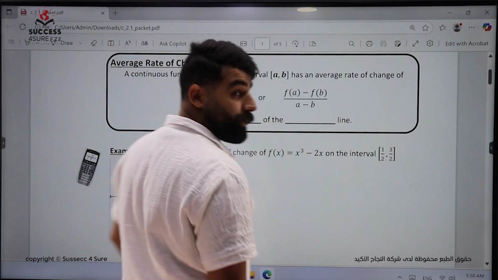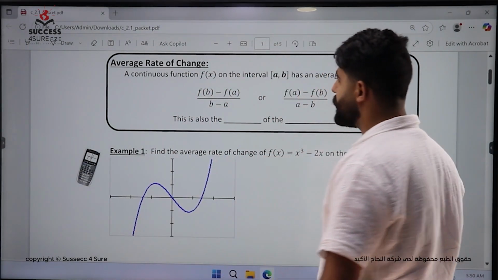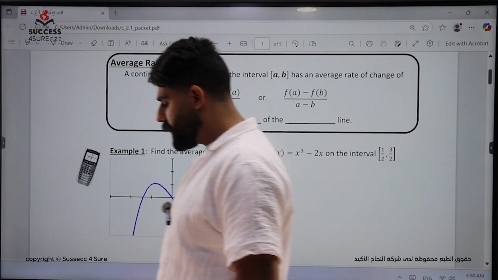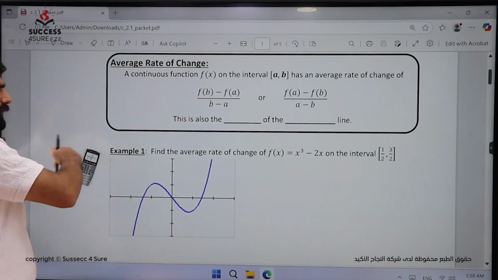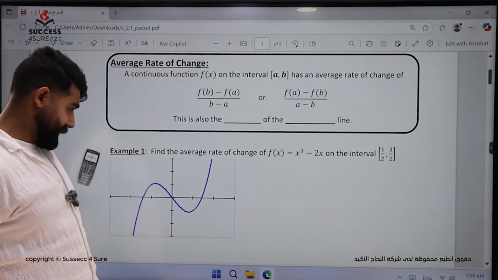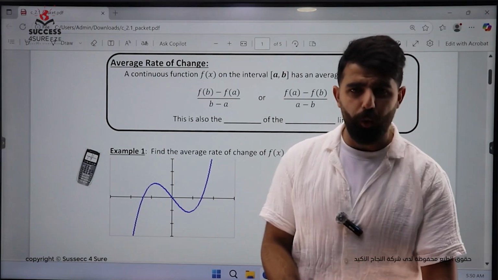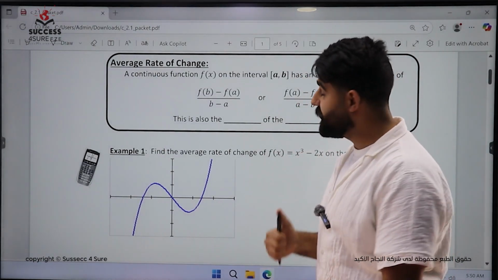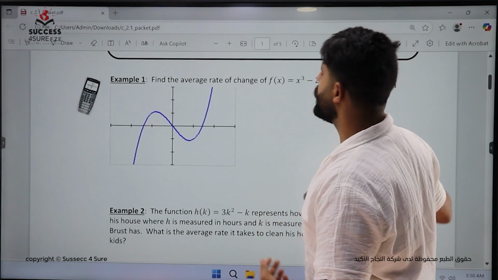Hi everyone. Today we're going to talk about the average rate of change as an introductory section for the derivative or differentiation. Now, to understand the concept behind the average rate of change, maybe you've heard of something we call slope, or the gradient in the British accent. They both are the same.